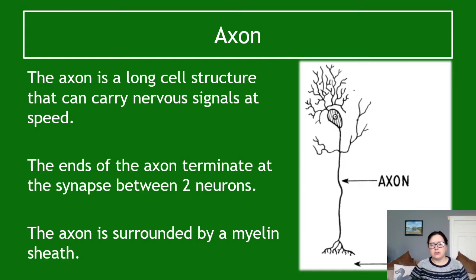The axon, you can see labeled there, is a long cell structure that can carry nervous signals at speed. Okay, so I like to think of it like the copper cable inside electrical wire. So you've got the plastic around the outside, and then you've got the copper cable that's actually carrying the electricity running through it. The axon is very similar to that. The ends of the axon terminate at the synapse between 2 neurons. So it's just blotted out where I am sitting, but that second arrow there is indicating where the synapse would be. That second arrow down at the bottom of the diagram, that's where you'd find the synapse.